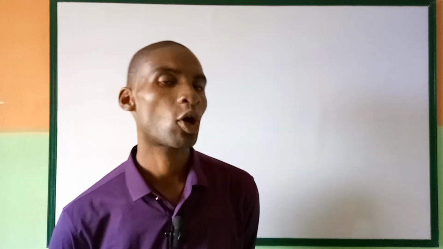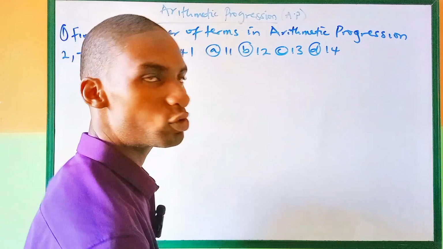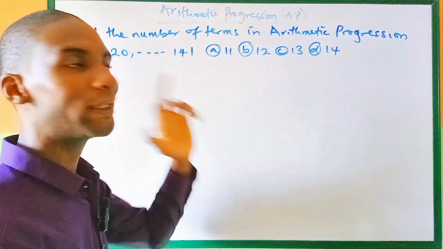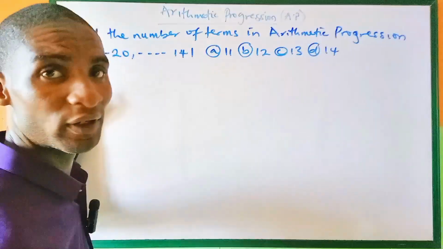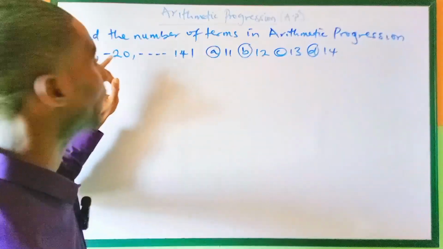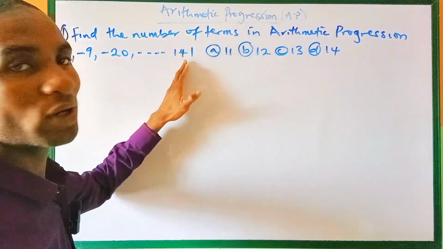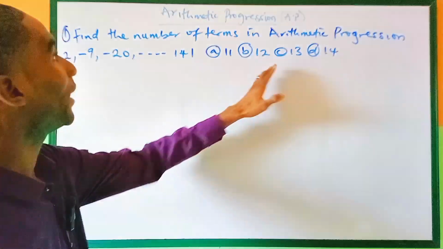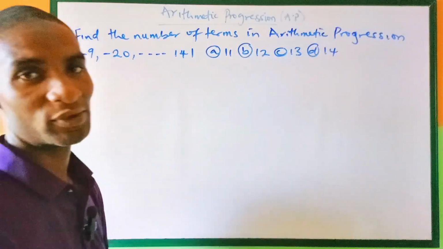Today, let's look at the topic of arithmetic progression. Arithmetic progression. We'll pick a few questions. Now, the first question says, find the number of terms in the arithmetic progression given. You have 2, minus 9, minus 20, then you have 141 as the last value, and you were asked to find the number of terms.